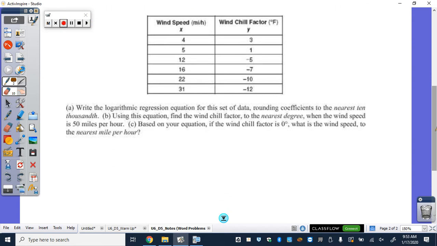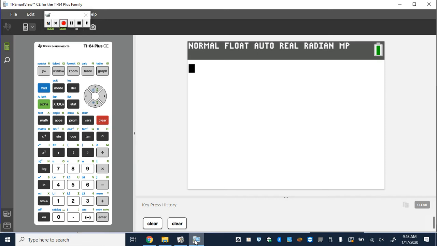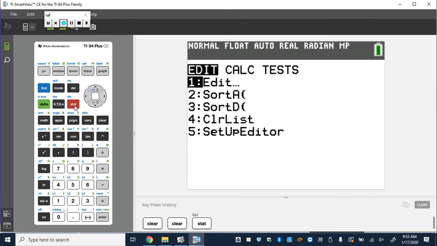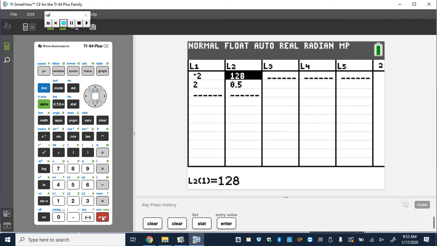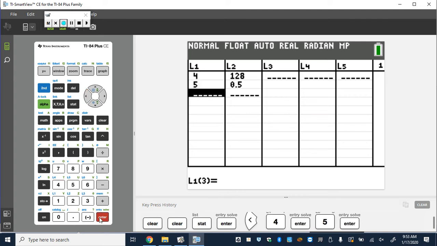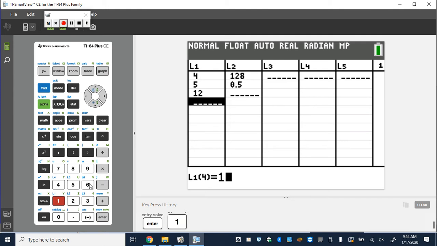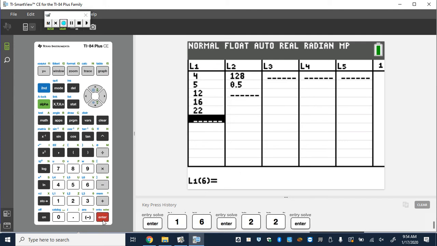Okay, so to write our regression of any kind, whether it's logarithmic regression, exponential regression, quadratic regression, linear regression, in our calculator, we're going to go to the Stat button, and then we're going to go to Edit because we need to enter information into our lists. You guys remember your L1 list, your L2 lists? So in L1, you will put the x part of your table. So 4, 5, 12, 16, 22, 31.